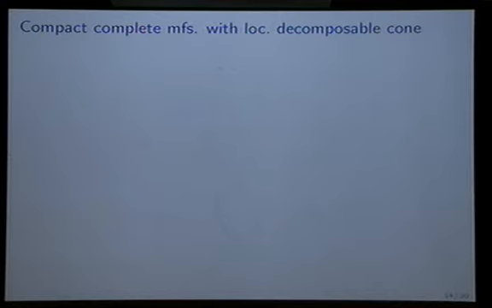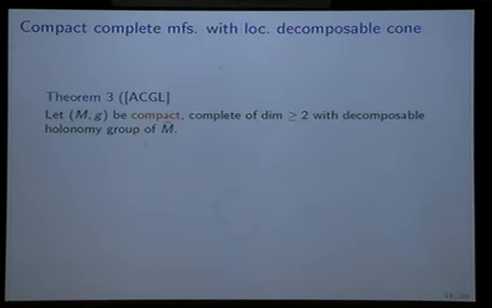Okay, and in the compact case, if we assume compact and complete, then we can have an even better conclusion. So if M is compact, complete, with decomposable holonomy group, then we can really show that the base has constant curvature and the cone is flat. So as in Gallot's theorem. So here we obtain practically the same conclusion as in Gallot's theorem, but we have a stronger assumption. We have to assume compactness.